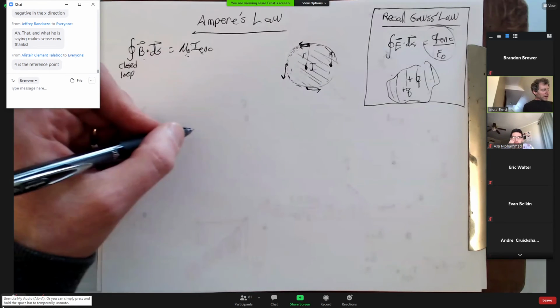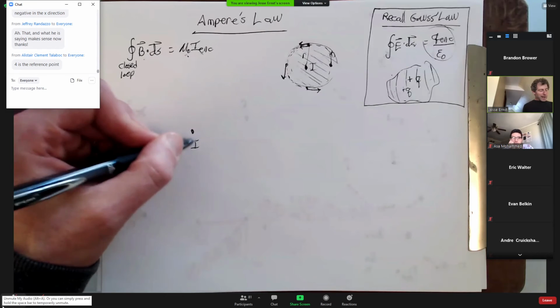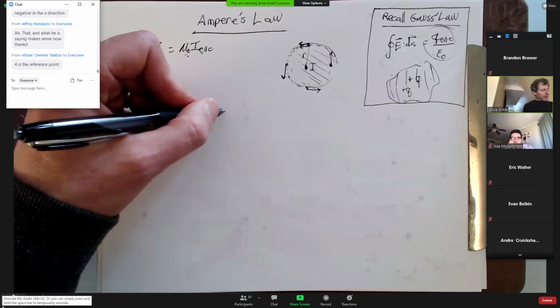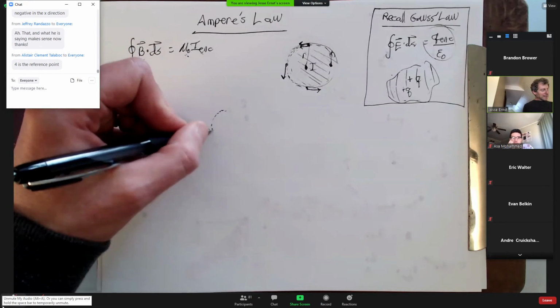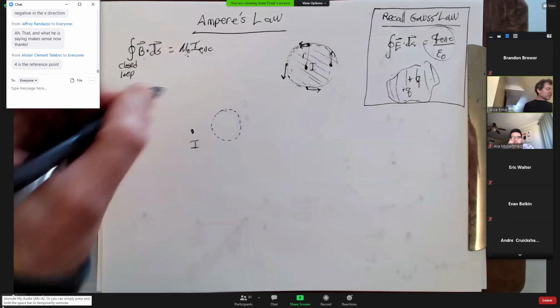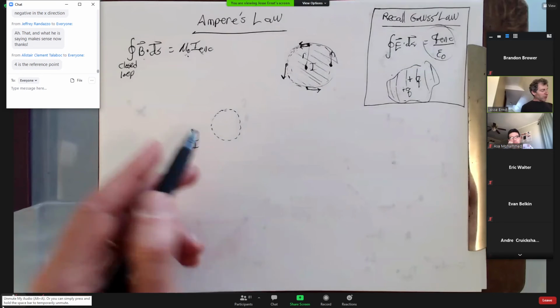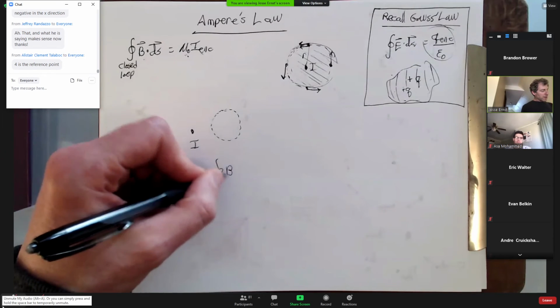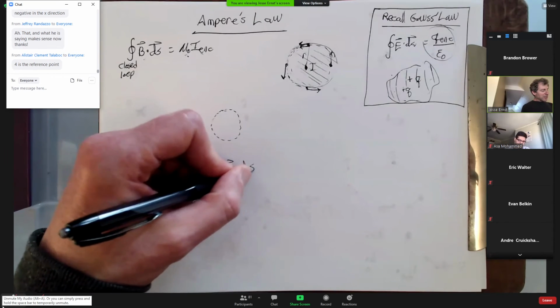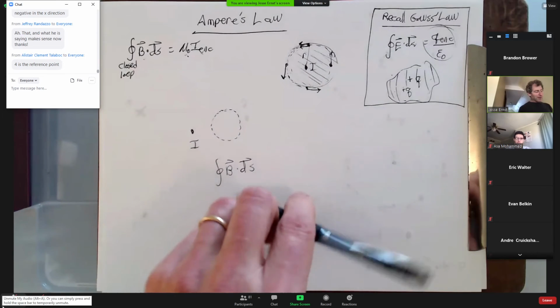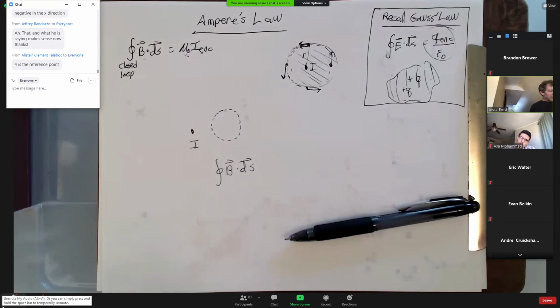If I have a wire with current I coming out of the page, and I make a loop like this, I want you to try to guess what you think the integral of B dot ds around this loop would be. How would you even do that?